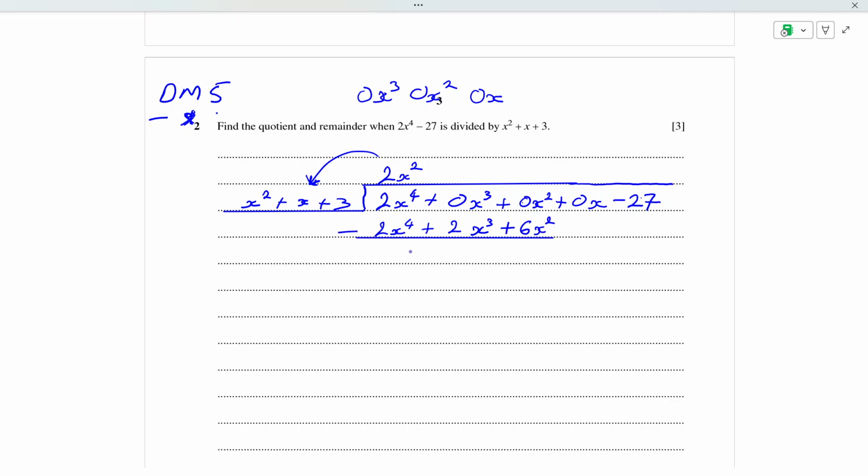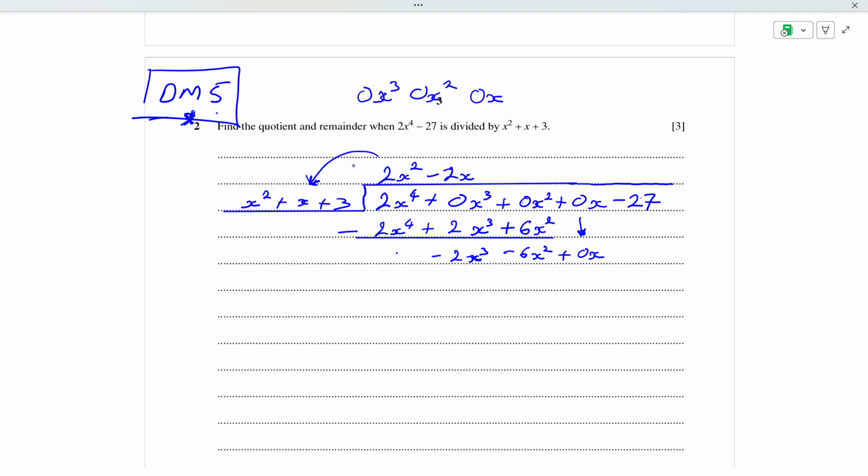Then we do the subtraction. This is 0 here, and this is just negative 2x cubed. This is negative 6x squared, and then we drop down 0 plus 0x. Then we do the DMS procedure once more. We divide again. Now we are dividing the remainder using the x squared term. So when we do that division again, we get negative 2x.